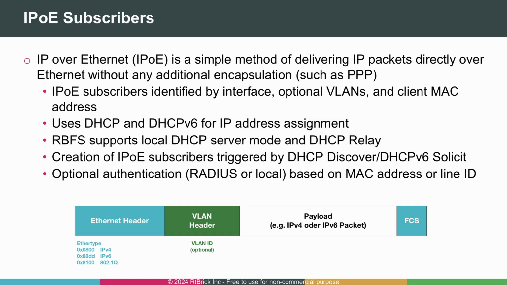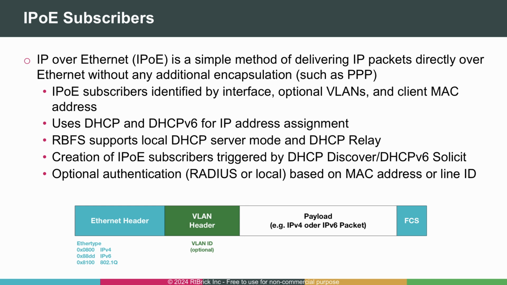Internet Protocol over Ethernet, short IPoE, is a method of delivering IP packets directly over an Ethernet network without the need for additional encapsulation, which reduces packet overhead. The outermost layer is the standard Ethernet frame, which includes the destination MAC address, source MAC address, and ether type. Optionally, one or two additional VLAN headers can be inserted. Inside the Ethernet frame, you have a standard IP packet.